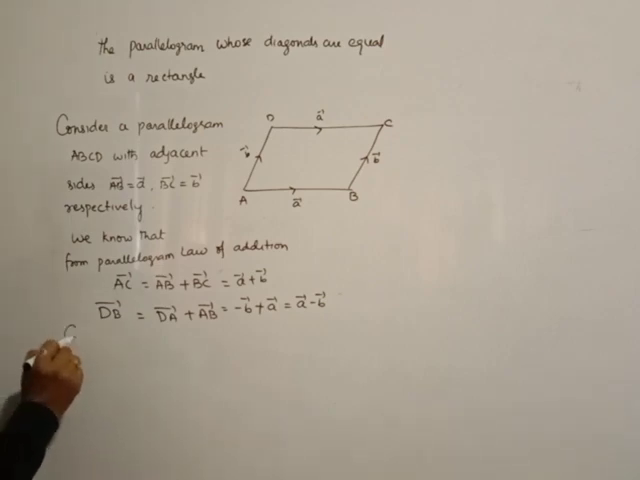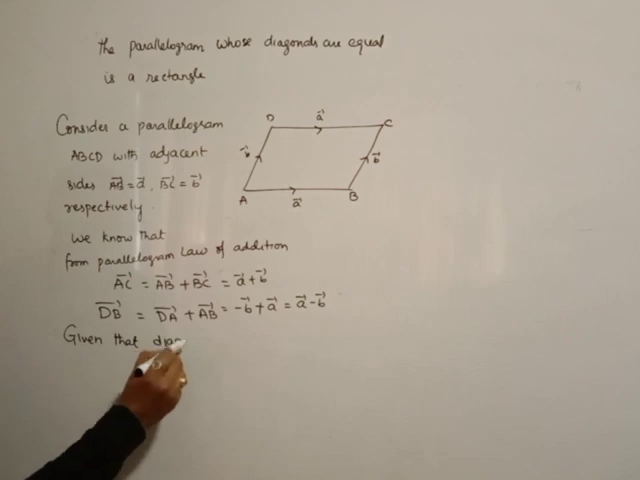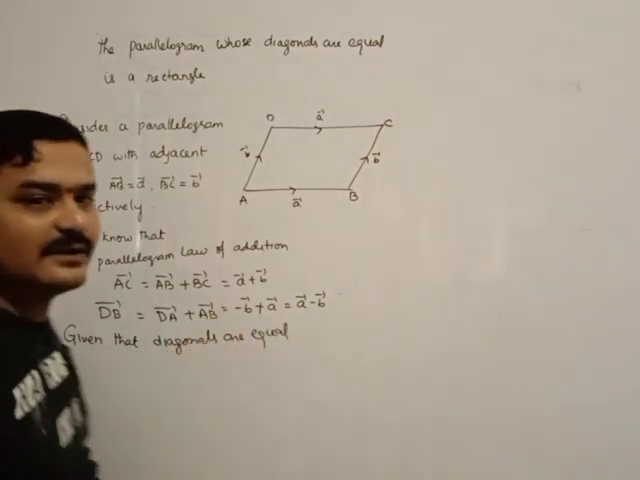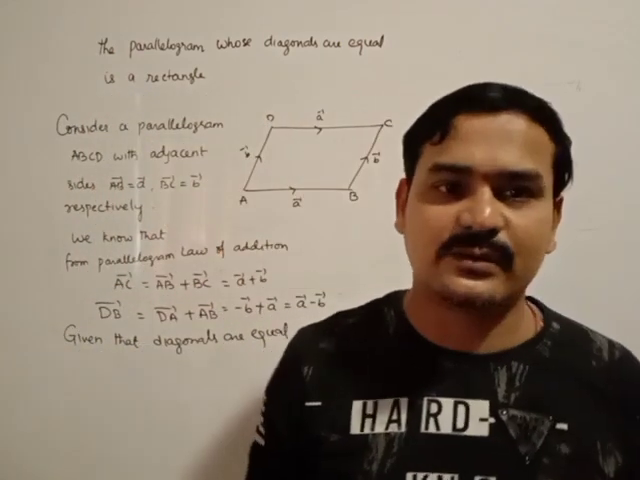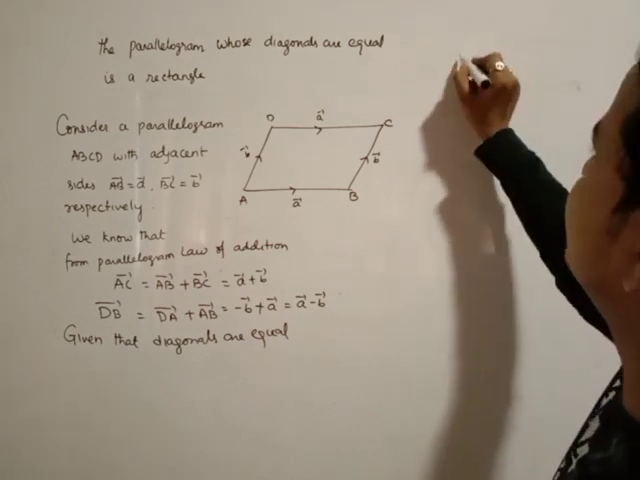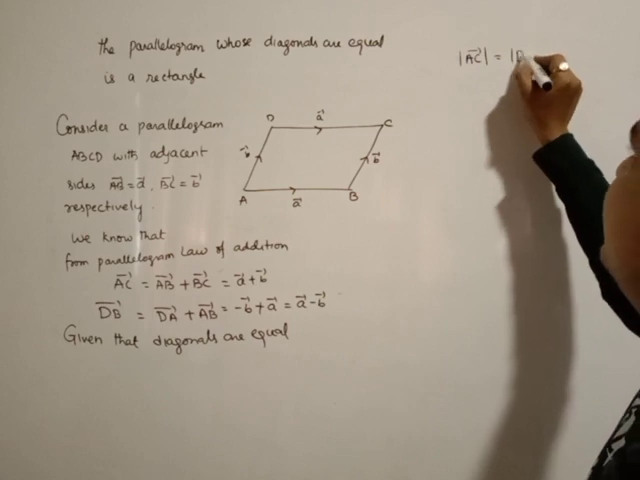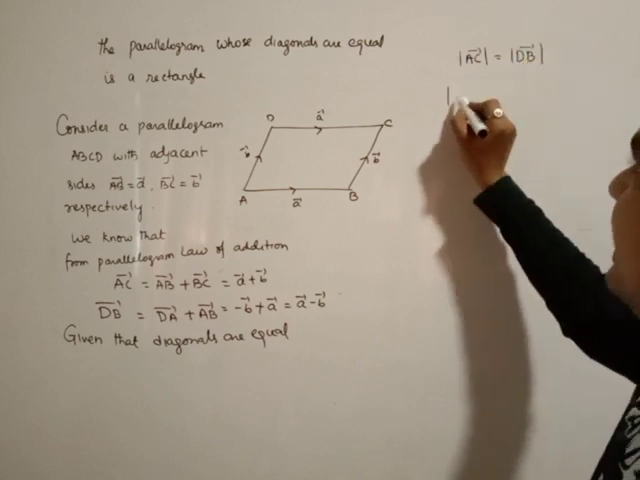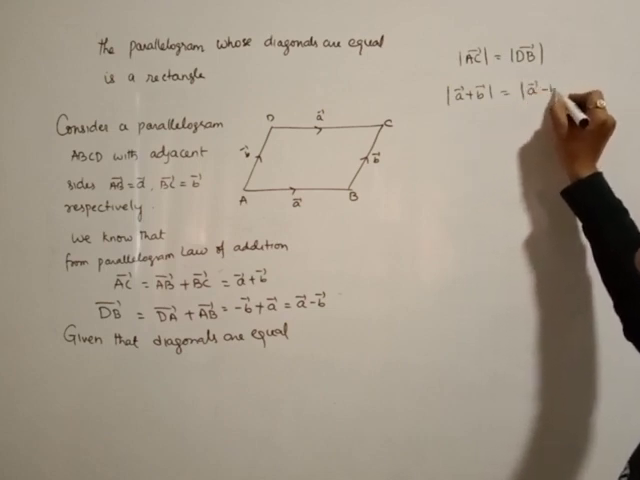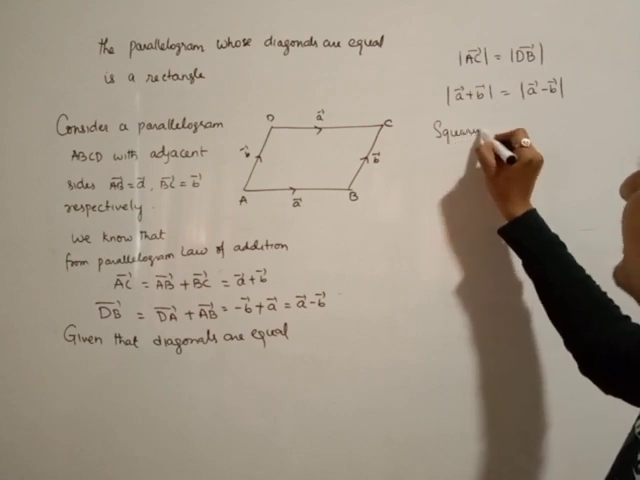The given condition is that the diagonals are equal. What is the meaning of equal? Equal means their magnitudes are equal, because the vectors themselves are not equal, only their magnitudes. So the magnitude of AC bar is equal to the magnitude of DB bar. That is, the magnitude of A bar plus B bar is equal to the magnitude of A bar minus B bar. Now I can square both sides.